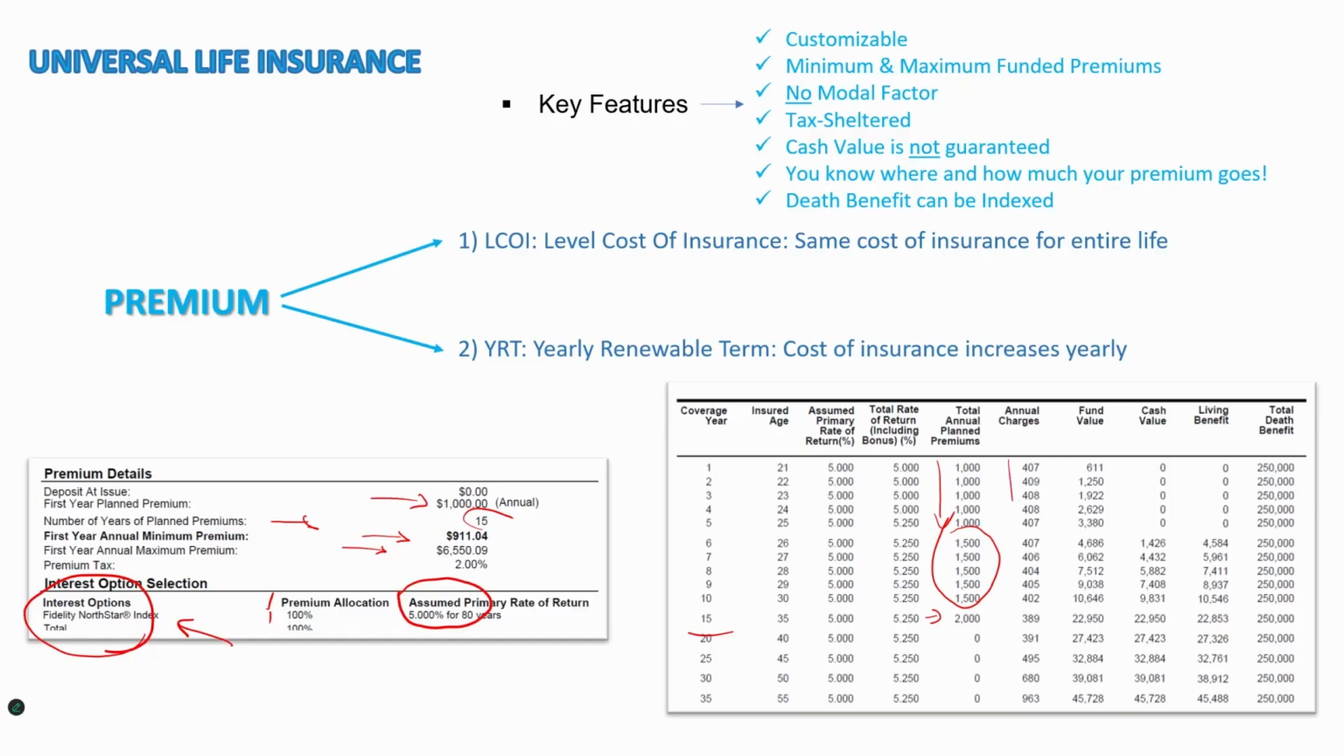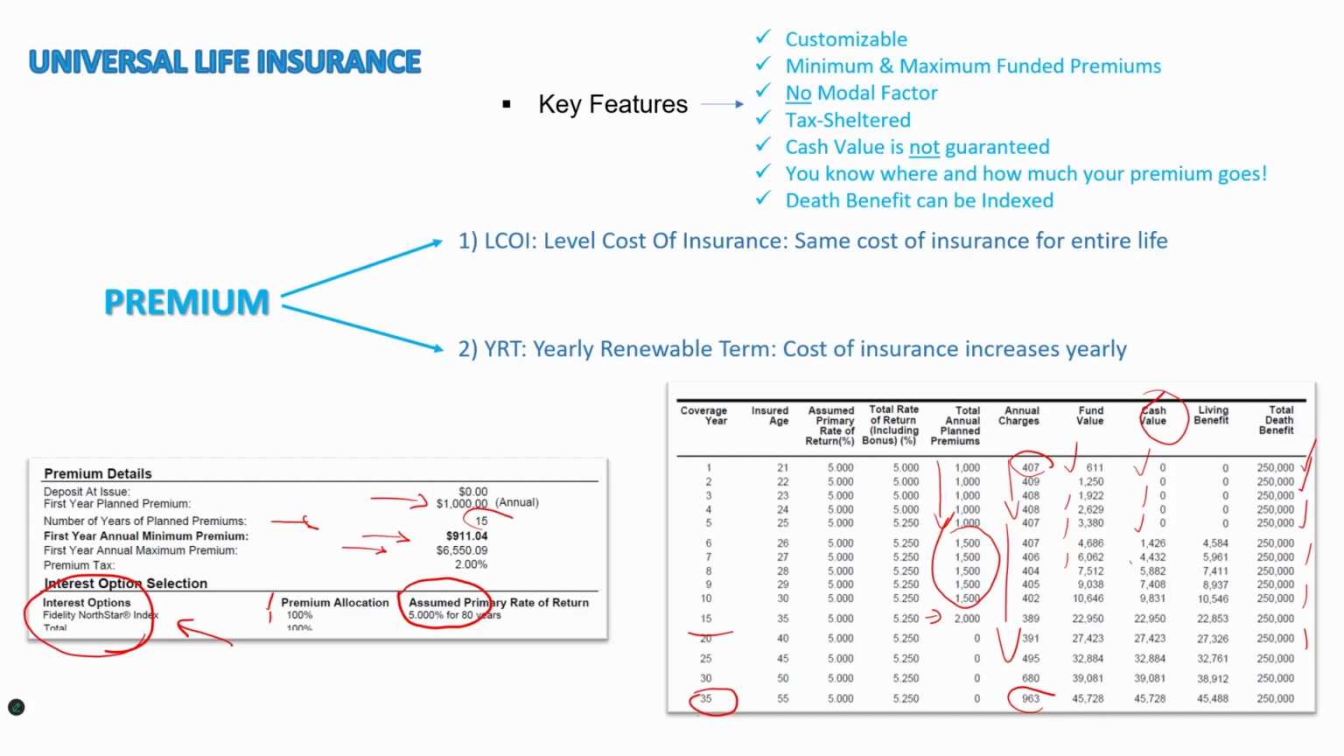As you can see, the annual charges of this policy is increasing. It starts with 407, right? It does get a little bit low here and there, but as you can see, at year 35, it's 963. So this is definitely a YRT, universal life. The cost of insurance is YRT. Why? Because as time goes by, the cost of insurance and the annual charges are increasing. If it was a level cost of insurance, you would have seen the same number all the way down. So I have a fund value again, and then I have what I could actually take out. So this is a cash surrender value, basically, right? And this is a $250,000 of insurance that I have.